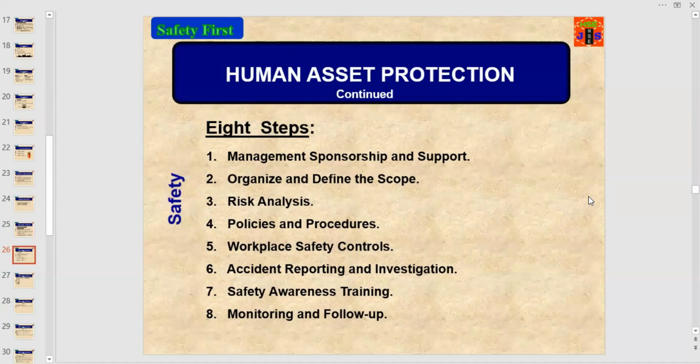You have to understand the 8 steps. Those are related to human asset protection. Number one, management, sponsorship, and support. Number two, organize and define the scope. Number three, risk analysis. Number four, policies and procedures. Number five, workplace safety controls. Number six, accident reporting and investigation. Number seven, safety awareness training. And number eight, monitoring and follow up.